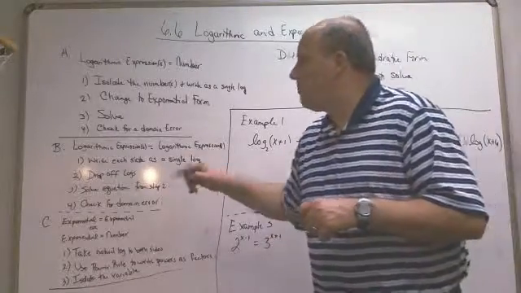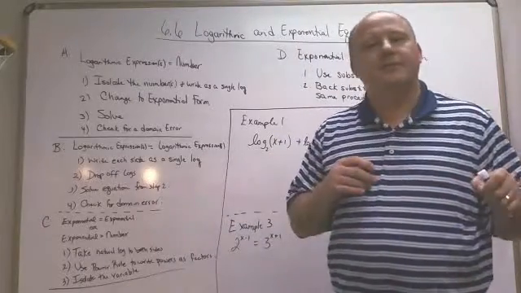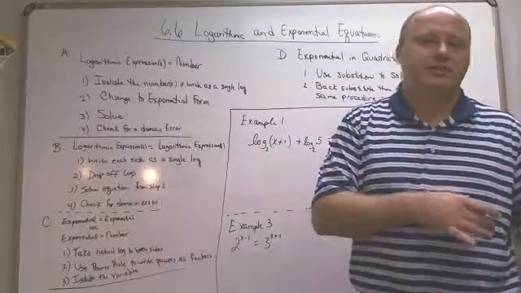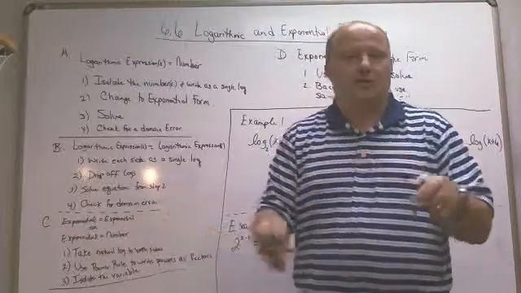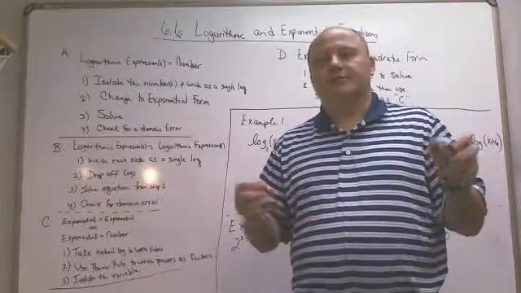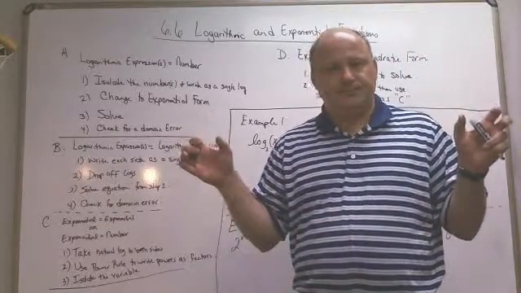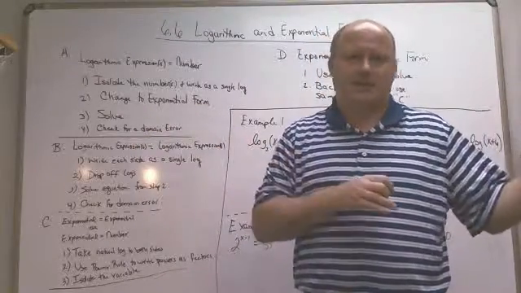And part B, logarithmic expressions equal logarithmic expressions. So there's no numbers involved in this problem. It's just logs on one side and logs on the other side. Sometimes you can have one or two or maybe even three logs on one side and one or two or maybe even three logs on the other side. And what you're trying to do is compact it down. So there's no numbers involved, just logs plus logs, logs minus logs.